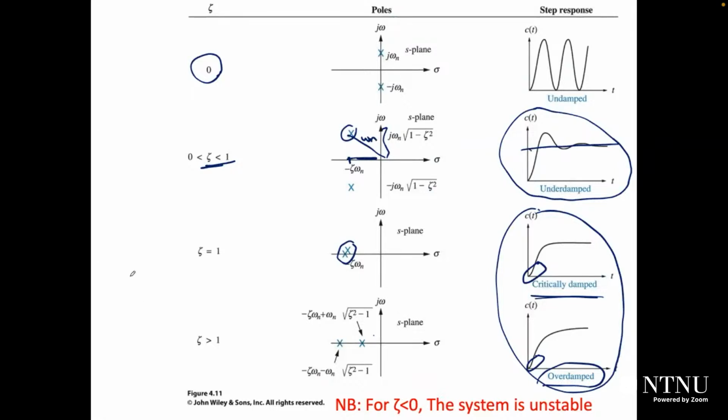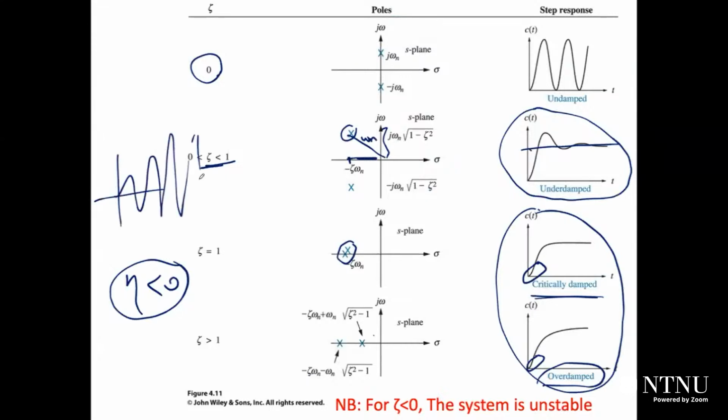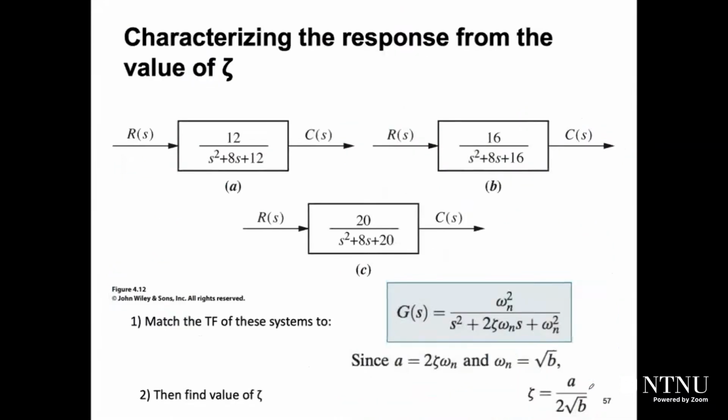Last one, when zeta is less than 0, when it's negative. When it's negative, your system will be unstable because the response will just go crazy like this one all the time, because it has negative damping. Negative damping means it will not damp. It will go unbounded, right? So for zeta less than 0, the system is unstable, right? Okay, so characterizing the response from the value of zeta is very important, right?